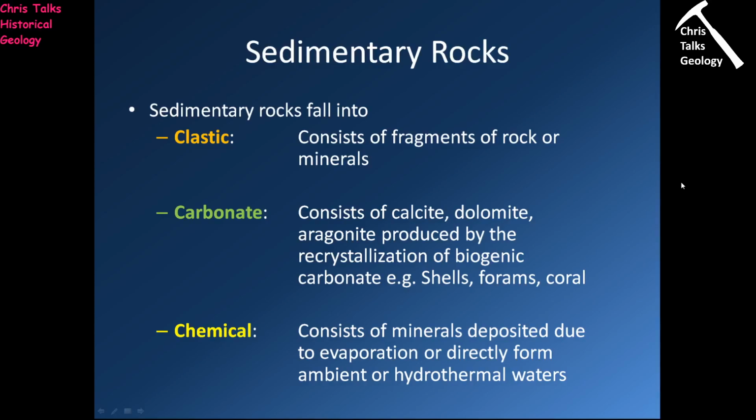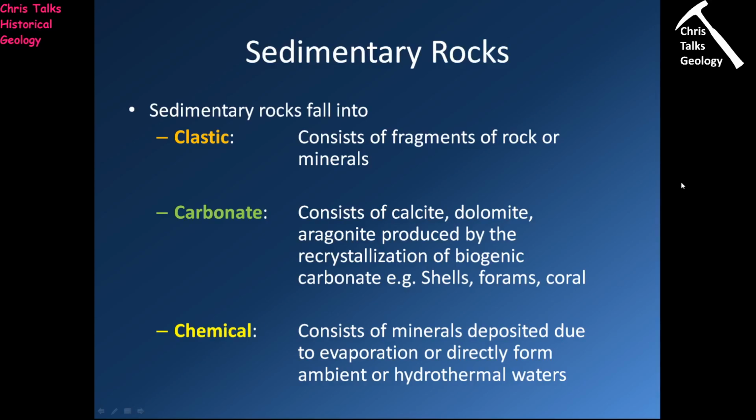So sedimentary rocks fall into three groups: the clastic, the carbonate, and the chemical. Clastic sedimentary rocks consist of clasts. A clast is a fragment of a rock or a mineral, which is then cemented together to give you a clastic sedimentary rock. Something like a sandstone is a good example of a clastic rock.